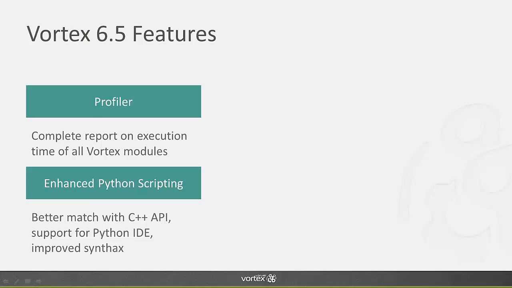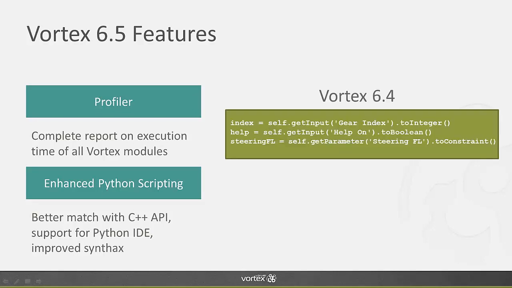6.5 also saw the addition of enhanced Python scripting, and one of the main changes was that the syntax was changed to better match the C++ API available with Vortex. It also supports Python IDE, but the syntax improvements go beyond just better matching with the C++ API. It also simplifies the syntax, the way you access different elements.